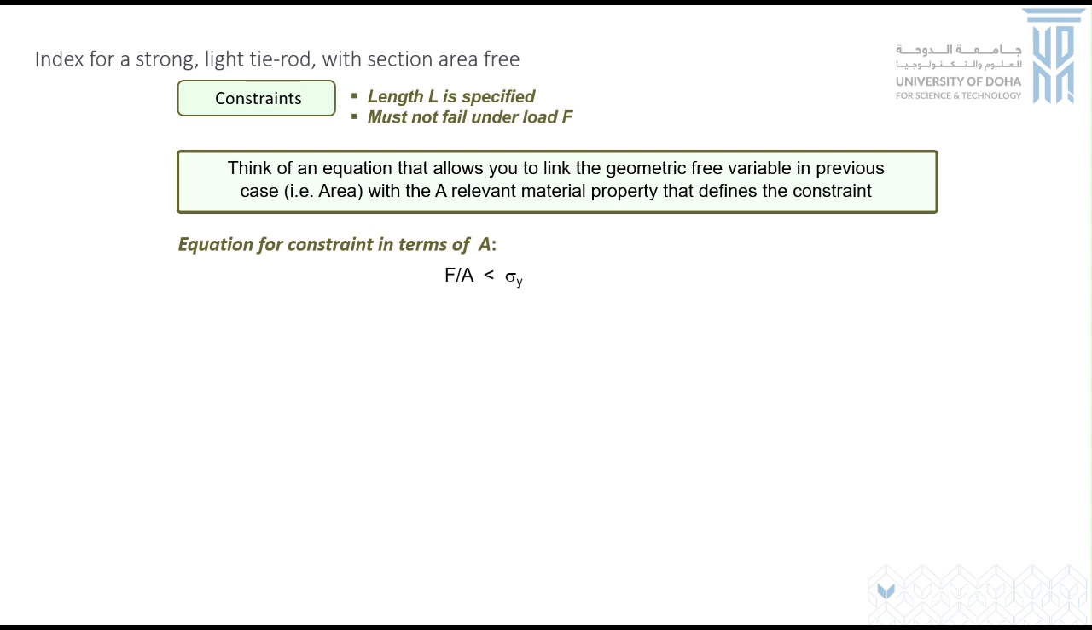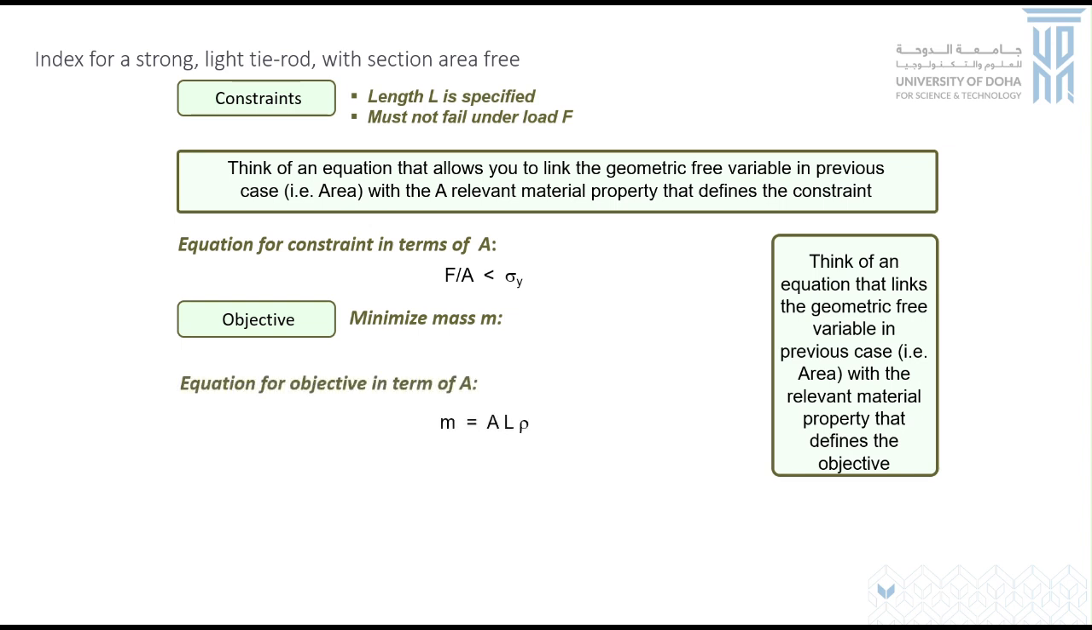So what is our objective now? You have to start thinking about the objective. And the objective in this case is to reduce mass, right? Okay. Now think about an equation that has the area in it for mass. Volume? Yes. So mass is what? Density times volume. And volume is what? Area times length. So you have to have both the constraint and the free variable. So mass is volume, which is area into length into density.